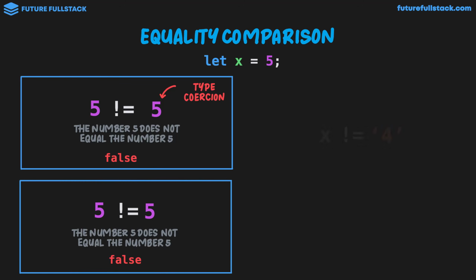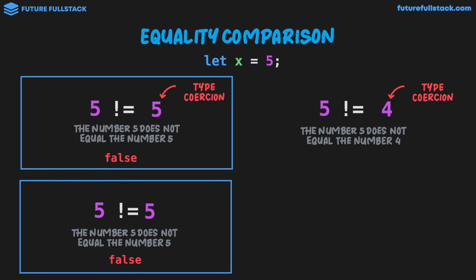For the next example, we have x does not equal the string 4. This is saying 5 does not equal the string 4, that string 4 is converted automatically into the number 4 through type coercion. So in plain English, this is saying the number 5 does not equal the number 4. Well, that statement is true. The number 5 does not equal 4.